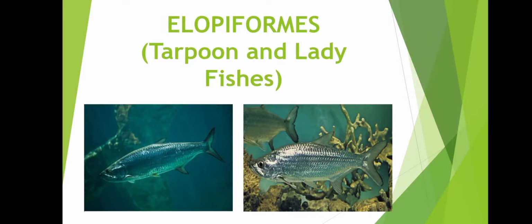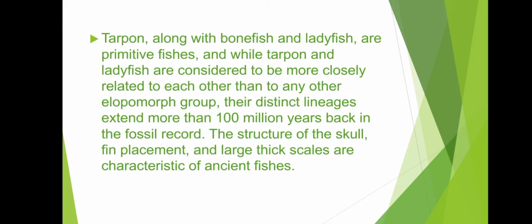My topic for today is all about Elopiformes. Tarpon, along with bonefish and ladyfish, are primitive fishes, and while tarpon and ladyfish are considered to be more closely related to each other than to any other elopomorph group, their distinct lineages extend more than 100 million years back in the fossil record. The structure of the skull, fin placement, and large thick scales are characteristic of ancient fishes.